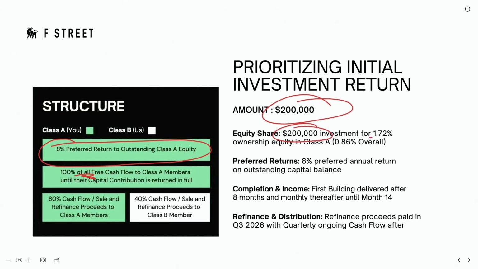So $200,000 gives you 1.72% of the ownership of the equity in the Class A. You get an 8% preferred return. Completed income: the first building will be delivered in 8 months and monthly every month thereafter through 14 months. We plan to refinance and commence distributions Q3 2026. Quarterly ongoing cash flow.